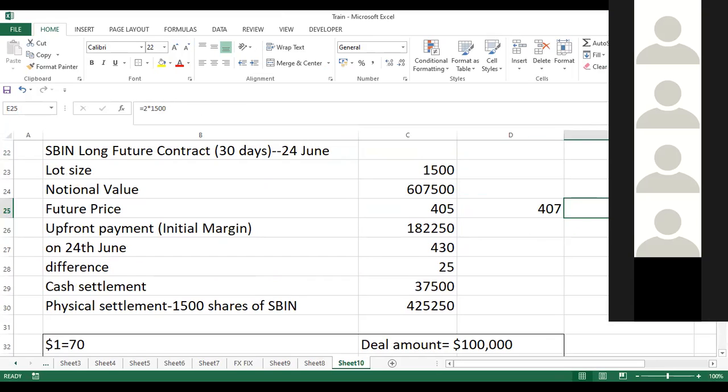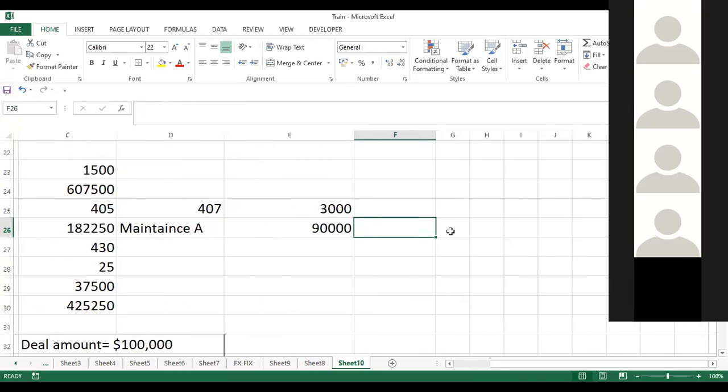Now there is another number which is called maintenance margin. This is the initial margin we talked about. I did not talk about maintenance margin. We'll be talking about it, but given you asked the question, I'm telling you there is a maintenance margin account also, that says 90,000. Just telling you an example number.